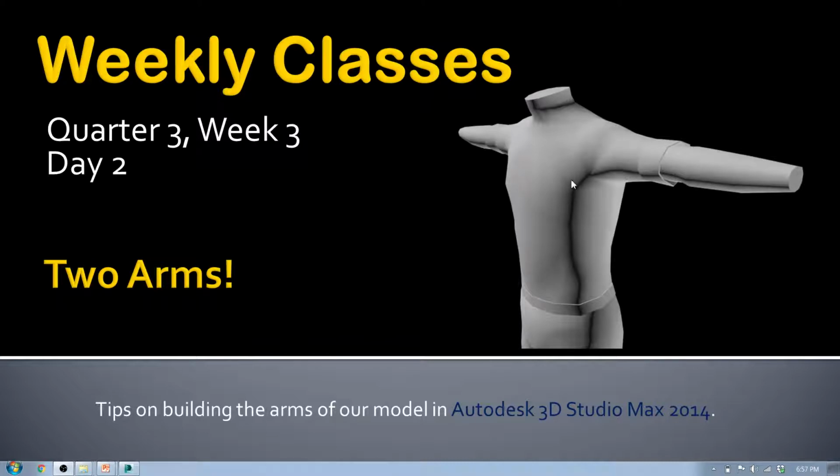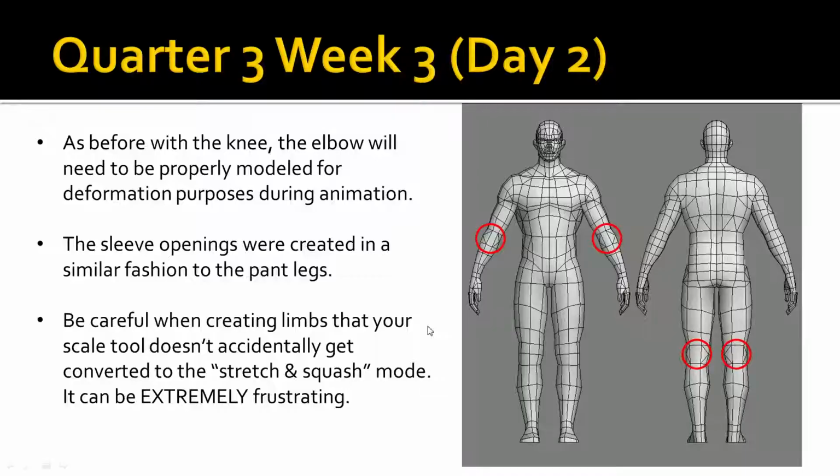Anyway, today we are going to build the arms of our model in Autodesk 3D Studio Max 2014. Let's get started. Today, just like we built with the knee, we need to be careful about how we model our arms, because just like the back of the knee, we need that sort of big quad that's going to deform properly. We need to do that on the inside of the elbow because if you think about it, it bends the same way as our knee does.